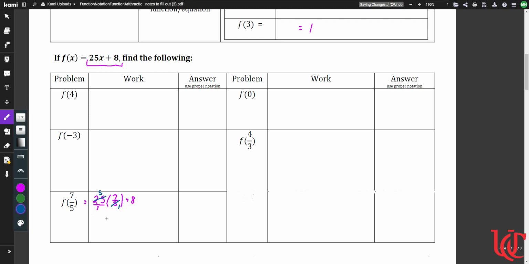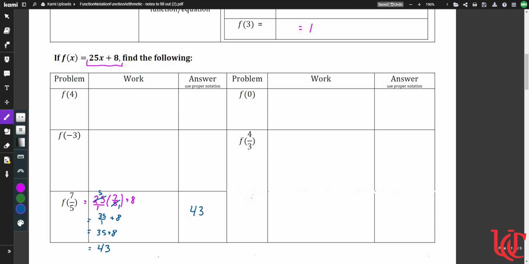And then when I'm multiplying fractions, I get to multiply straight across. So this equals 5 times 7 over 1 times 1. So this is 35 over 1. And then I still have that plus 8. So this is just 35 plus 8, which is 43. So f of 7/5 is 43. Not always are you going to get a nice number with that, but that is perfectly fine. So I'll put my 43 over in the answer box.